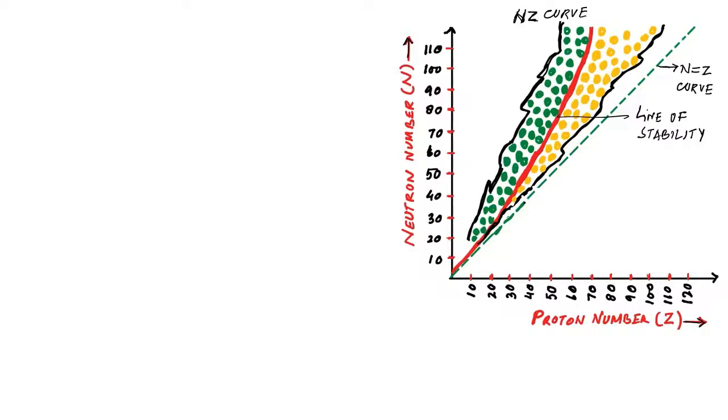Okay, so what these two curves signify is that if any nucleus is falling on the N equals Z curve, then it means that those nuclei are going to have an equal number of neutrons and protons. For example, if we have carbon-12, then we have 6 protons and 6 neutrons.